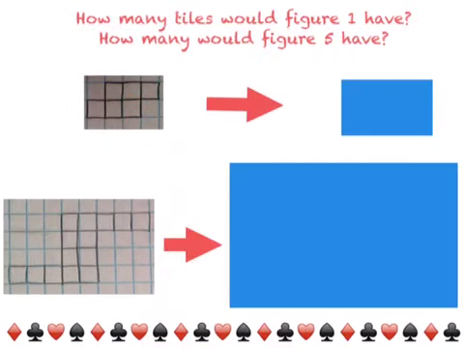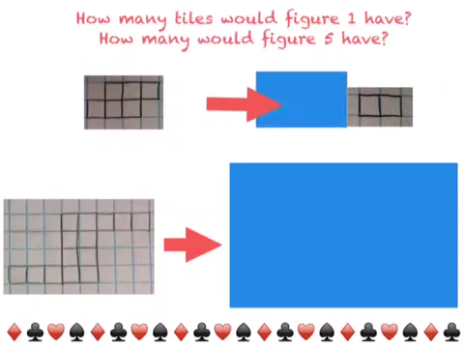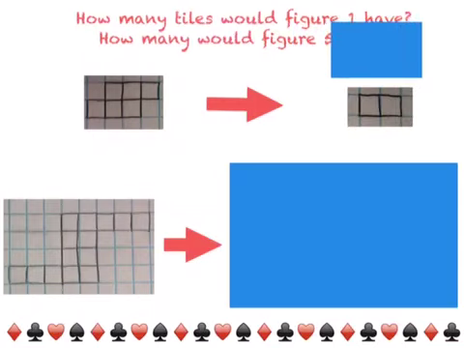How many tiles would figure 1 have, and how many tiles would figure 5 have? From the pattern that we identified in the previous slide, we know that 2 blocks are added to the top and 1 to each side. So from figure 2 to figure 1, we would have to take away 2 blocks and 1 of the wings from the side, making a figure that looks a lot like this, because we are getting rid of these blocks, leading to that.